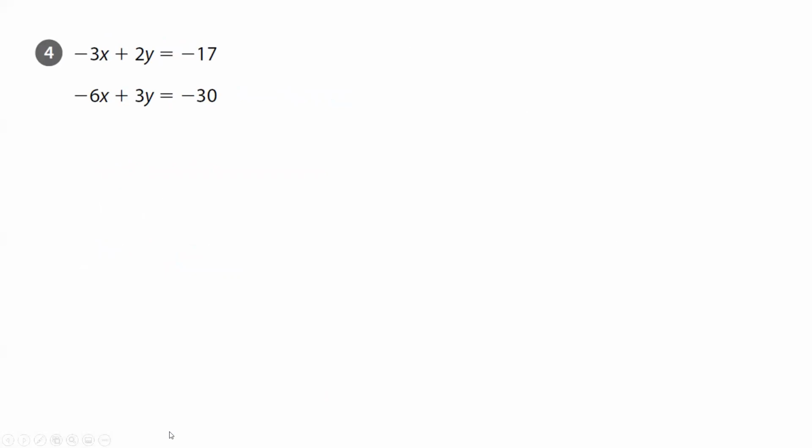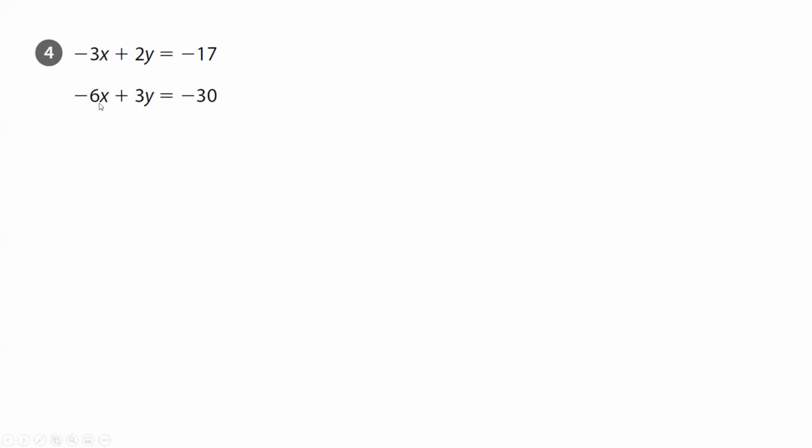And finally, let's look at number 4. Same thing, if I was to add these equations how they are, the x's will not cancel, the y's will not cancel, so we need to rewrite this so that they will cancel. And once again, you have the choice. You can pick the x or the y.